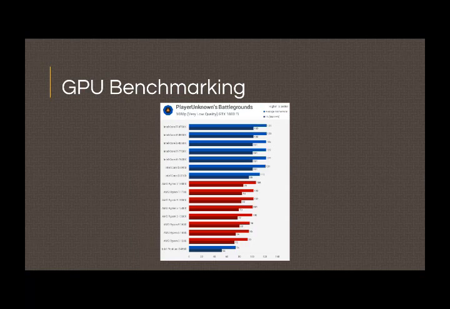So in this graph we have a lot of GPUs, and in this way we can measure GPU performance as well as CPU performance. And this was basically it about benchmarking, and this is it for our video presentation.